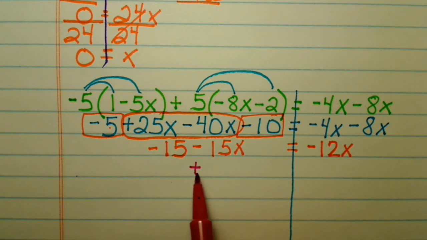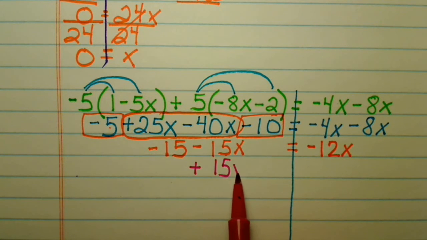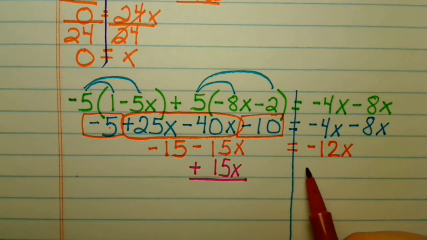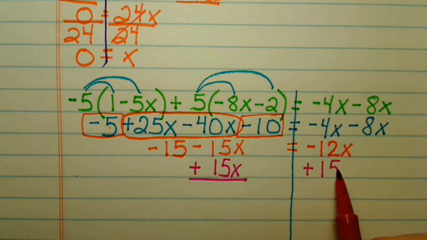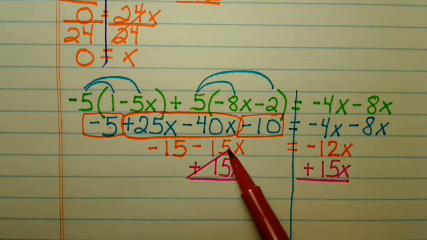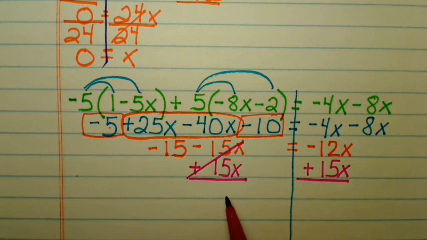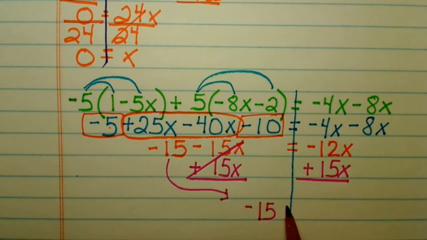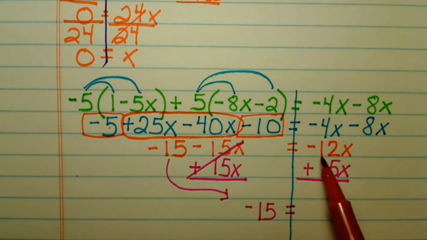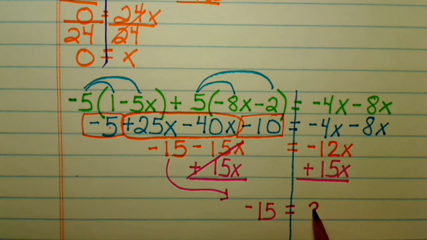So I'm going to add 15x here. And I'm going to add 15x here. Like that. That'll cancel. So I'm going to bring down this right here. This just came from there, okay? I'm going to bring down the equal sign, and a negative 12x plus 15x gives me 3x.